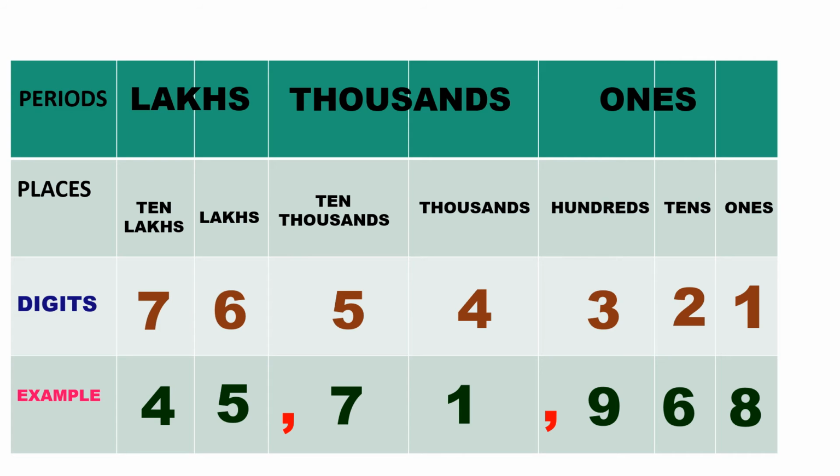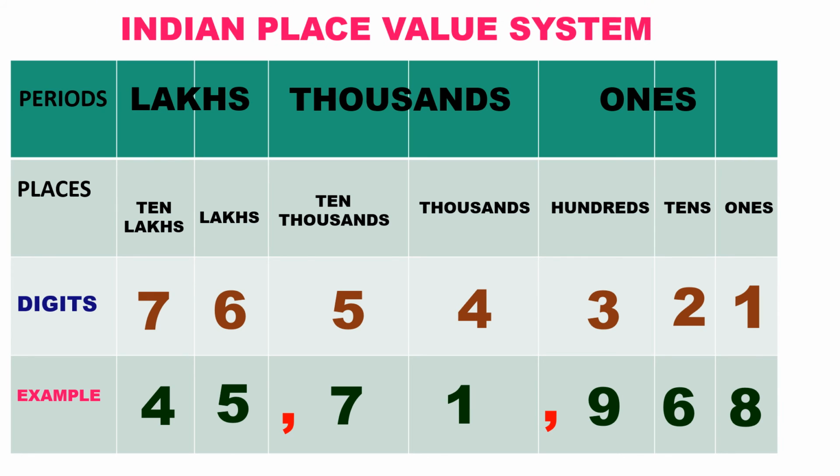We can read the number easily now as 45 lakhs, 71,968. This is the Indian place value system of numeration.